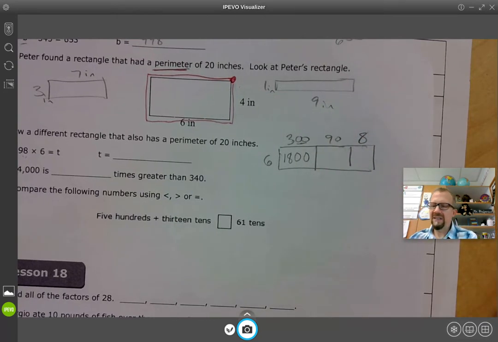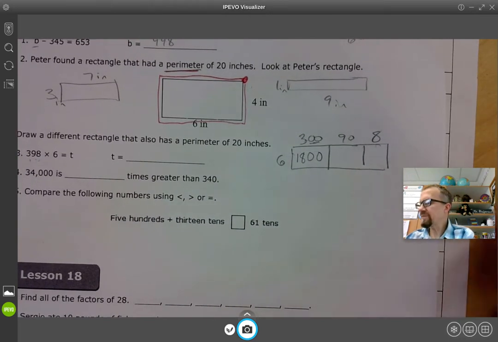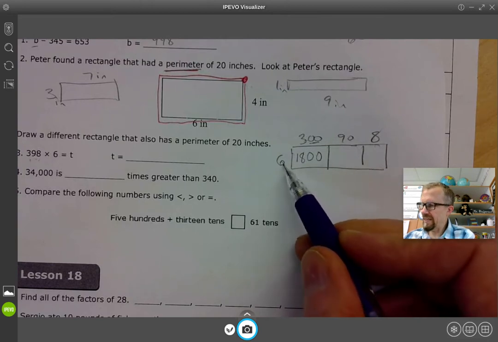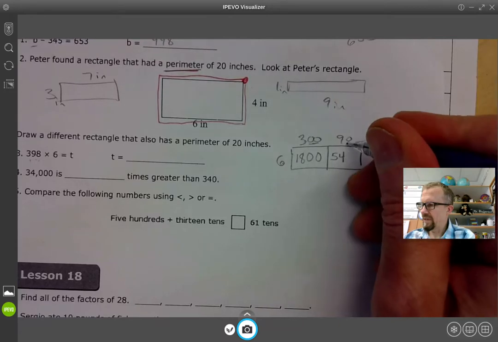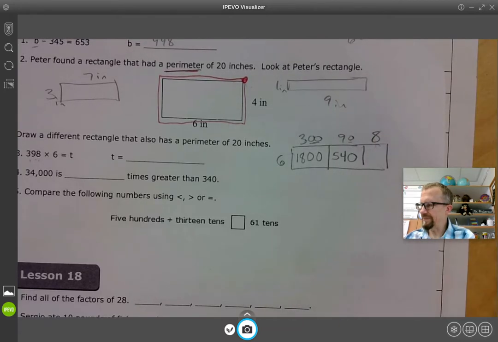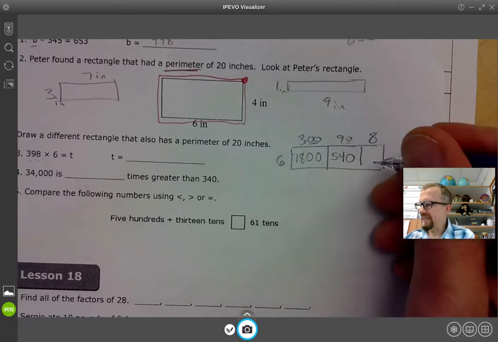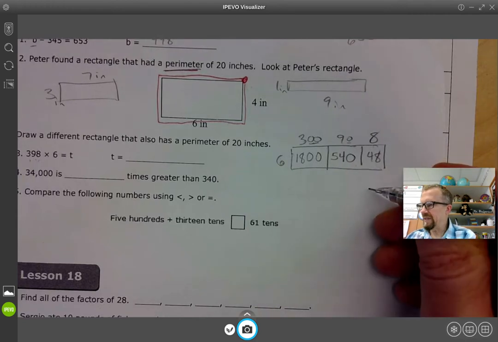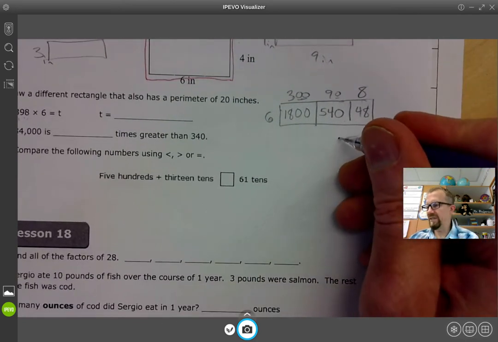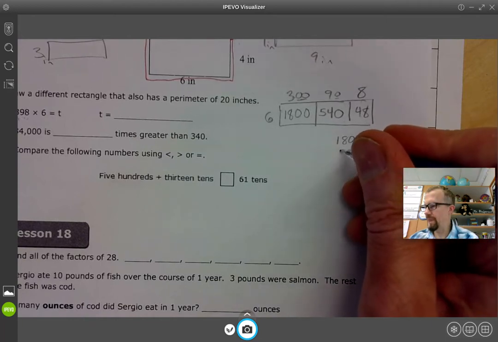Now would be a good time to stop and pause and ask people in your class, what goes in these next 2 boxes? I'm sure in your class you came up with 6 times 9 is 54, and 1 more 0 is 540, because this is 9 tens, so 54 tens. 6 times 8 is 48. Now I just have to add all this up, and I should write it all down to add it up. All of this should be on your paper.